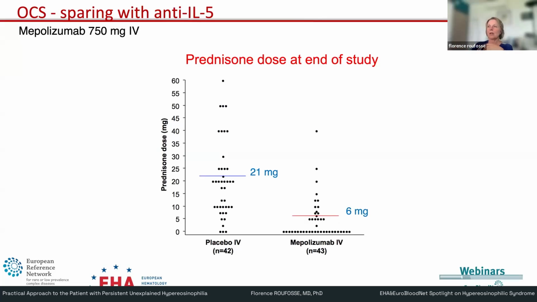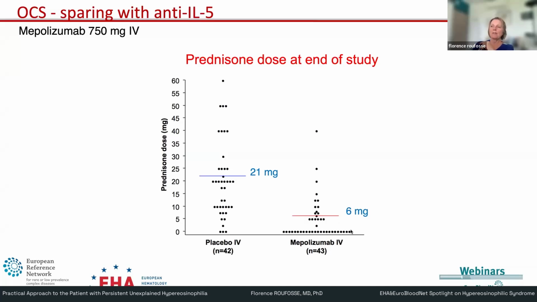And what you can see here, this was not the primary endpoint, but it's a very, very interesting endpoint, is these patients who were corticosteroid dependent between 20 and 60 milligrams at trial entry. You can see here the dose that they required at the end of the study, after 52 weeks inclusion in the trial.